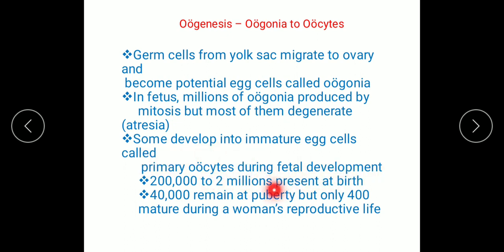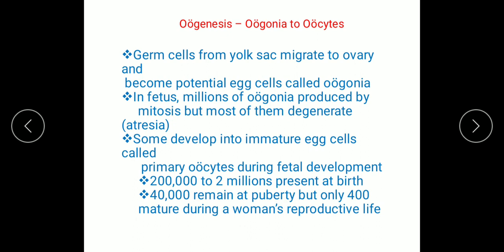During fetal development, 2 lakh to 2 million primary oocytes are present at birth. 40,000 remain at puberty, but only 400 mature during a woman's reproductive life, because every month a single egg cell develops.